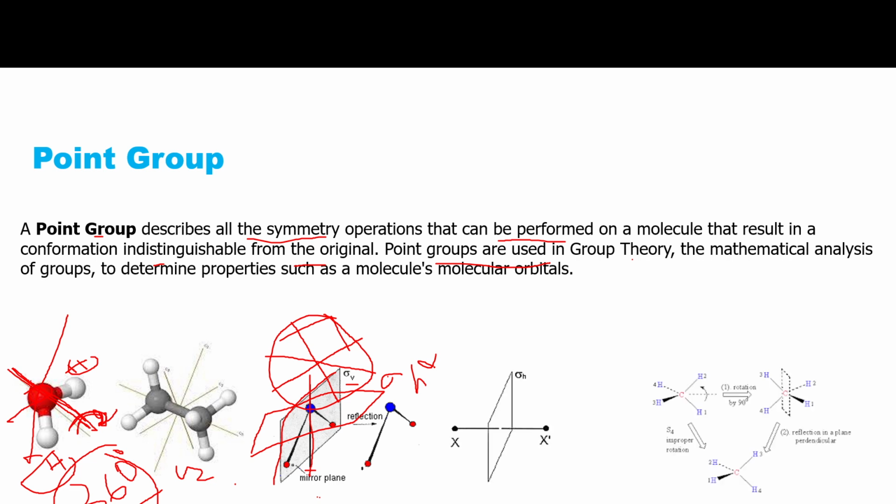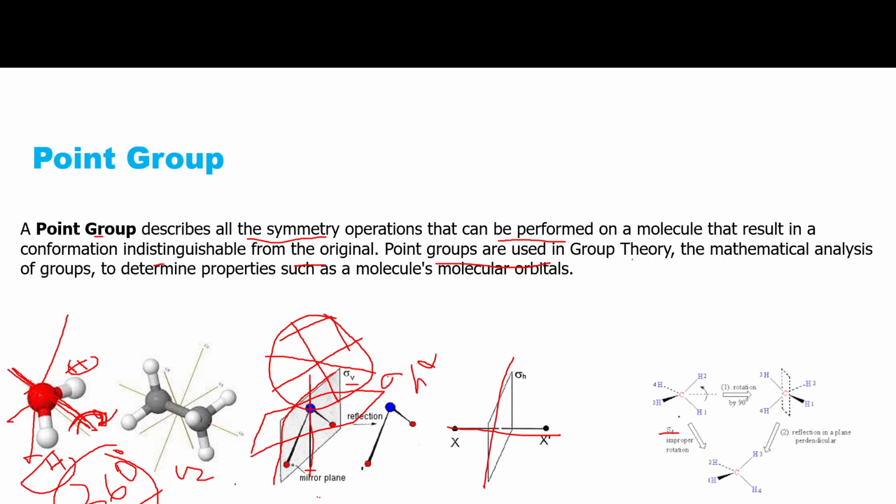So if sigma is present in this molecule, and your principal axis is like this, and you cut your molecule horizontally, then there will be another operation, an improper rotation. So what will be improper rotation? After rotation, if you give the reflection, and after reflection you get the original molecule, then that will be your improper rotation, and that we call S rotation.